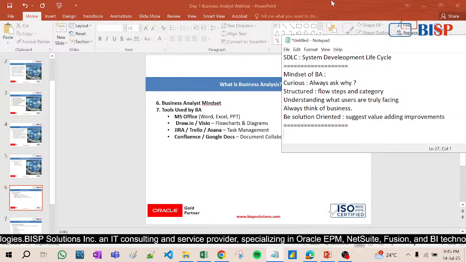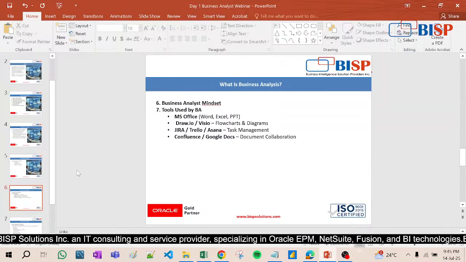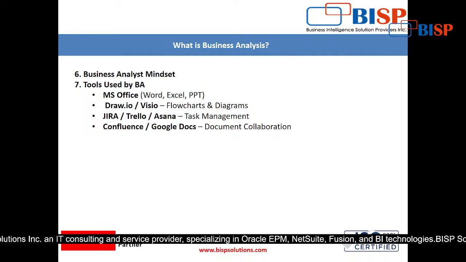Then the next part is tools which are used by a business analyst. There are so many tools used by the business analyst. One is MS Office, then draw.io, it's also a tool, right? And Jira, Trello, Asana, these are the project management tools.